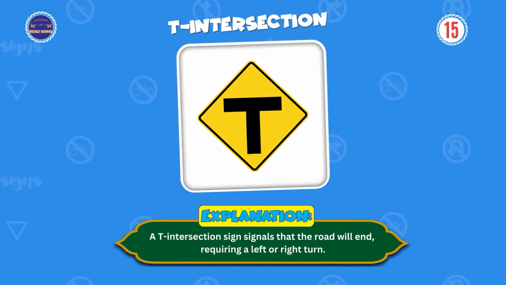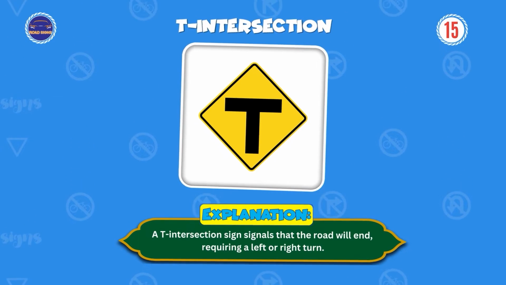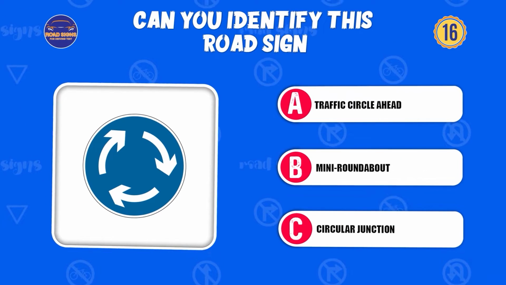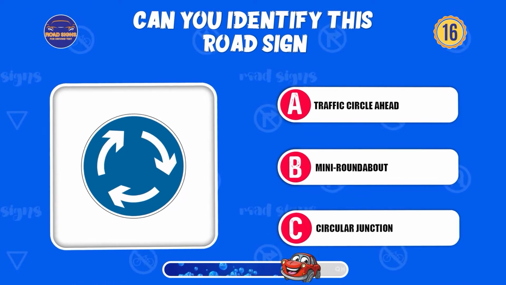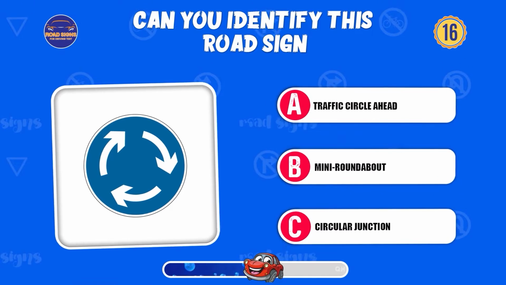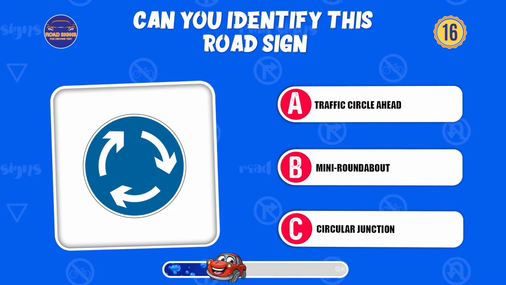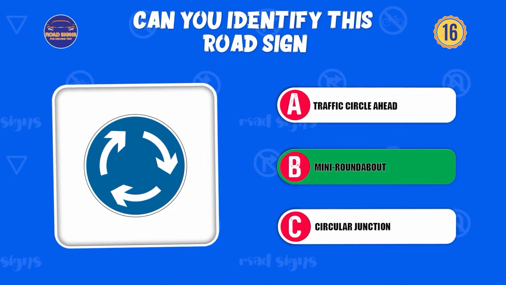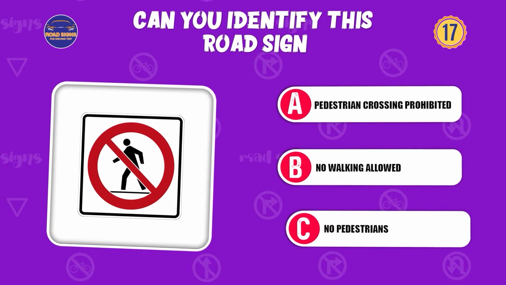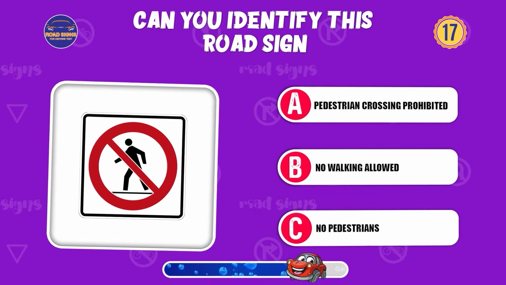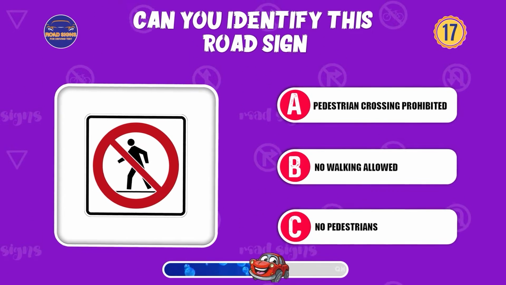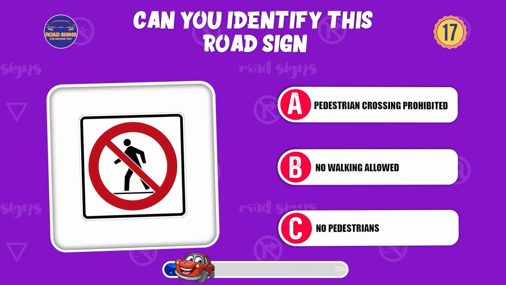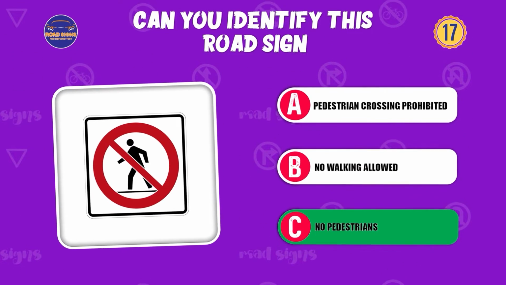This is the T intersection sign. It signals that the road will end, requiring a left or right turn. What does this road sign indicate? B. Mini roundabout. What does this road sign represent? C. No pedestrians.